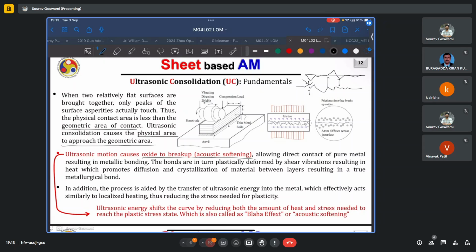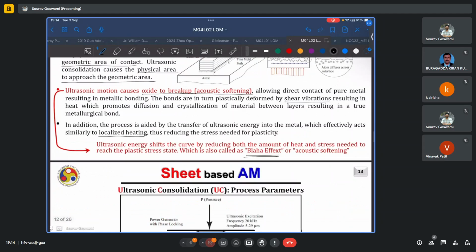These bonds are in turn plastically deformed by shear vibrations, resulting in heat, which promotes diffusion and crystallization of material between layers, resulting in a true metallurgical bond. In addition, the process is also aided by the transfer of ultrasonic energy into the metal, which effectively acts similar to localized heating, reducing the stress needed to go into the plastic zone. And this has been described in the Blaha effect. So, when ultrasonic energy interacts with a material, it shifts the stress response curve by reducing the amount of heat and stress needed to reach the plastic stress state. This is called acoustic softening.